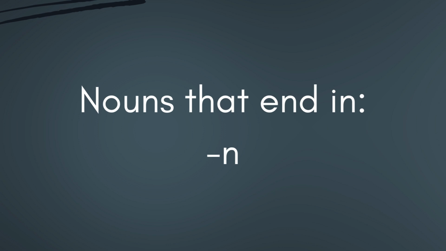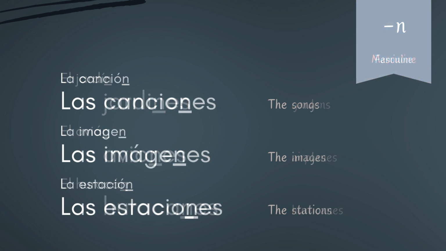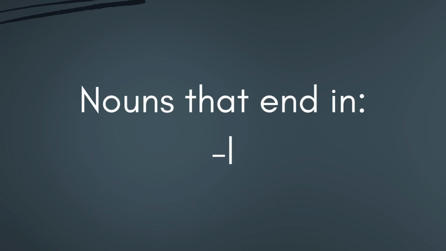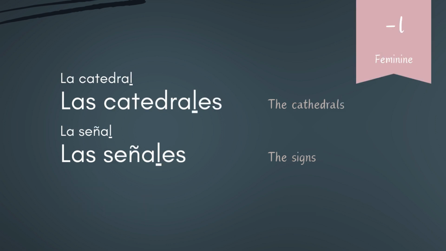Nouns ending in an N. Masculine. Los jardines, los aviones, los huracanes. Feminine. Las canciones, las imágenes, las estaciones. Nouns ending in an L. Masculine. Los metales, los ángeles, los baúles. Feminine. Las catedrales, las señales.